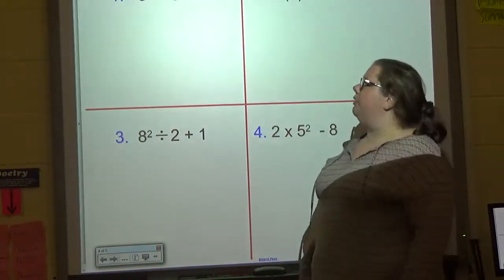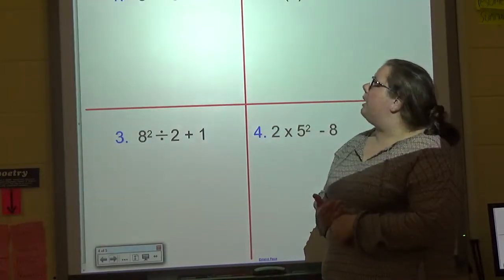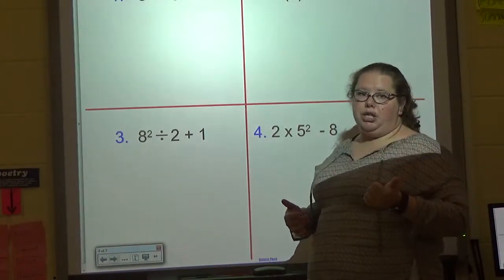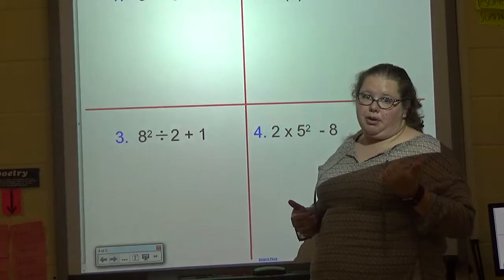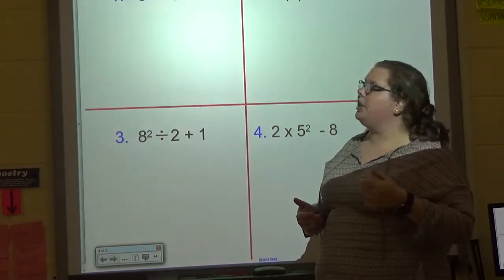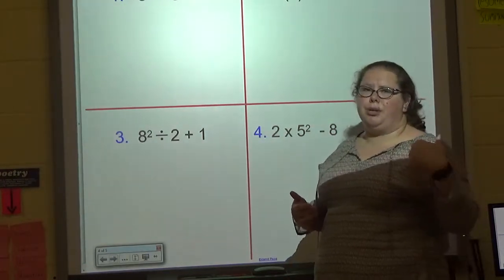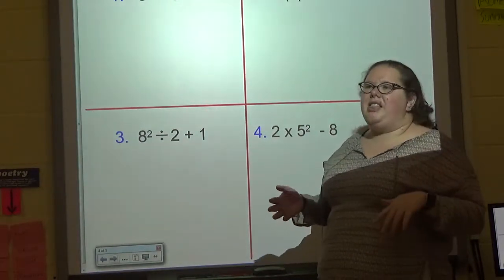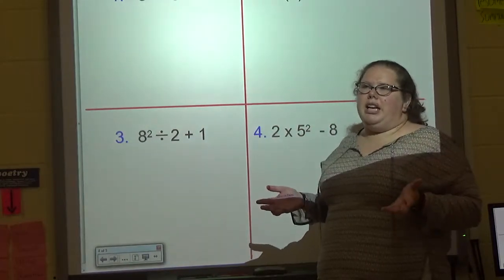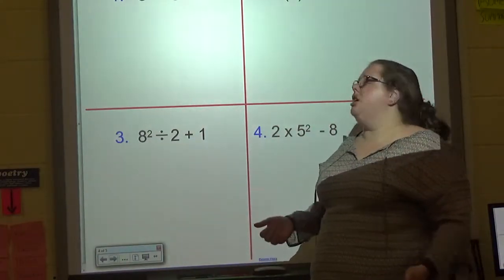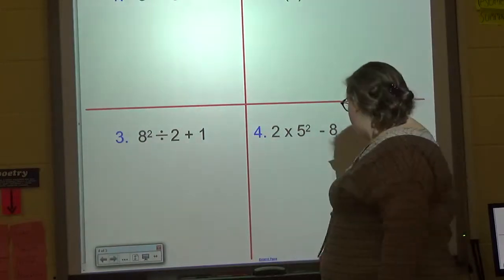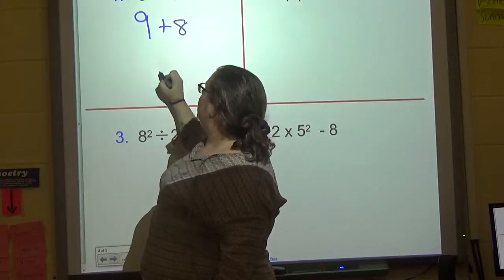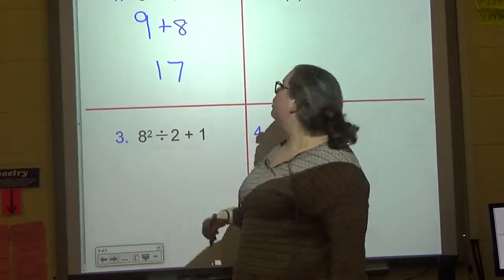Alright, so number 1. We have 3 squared plus 8. So think about our order. The first thing we're going to do is exponents, right? PEMDAS. The E comes first, so 3 squared. What is 3 squared? 3 times 3. Remember, it's times itself. That's a good way to think about it also. Exponents are really just multiplication. So 3 times 3 is 9. Plus 8 is 17. Done. That's it.